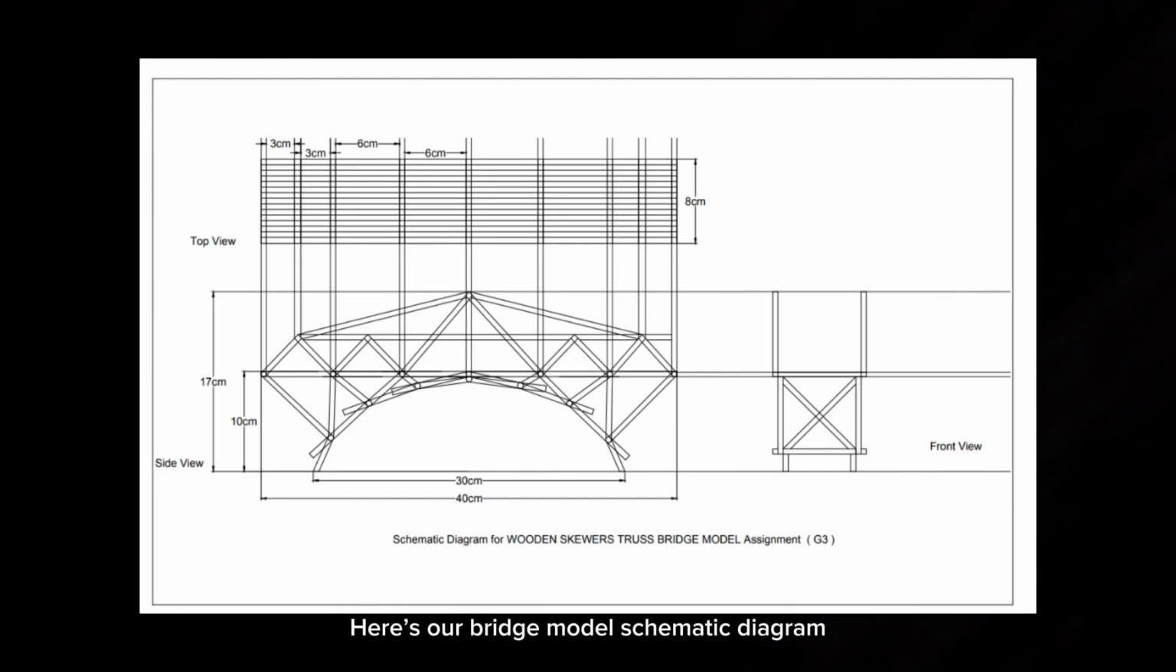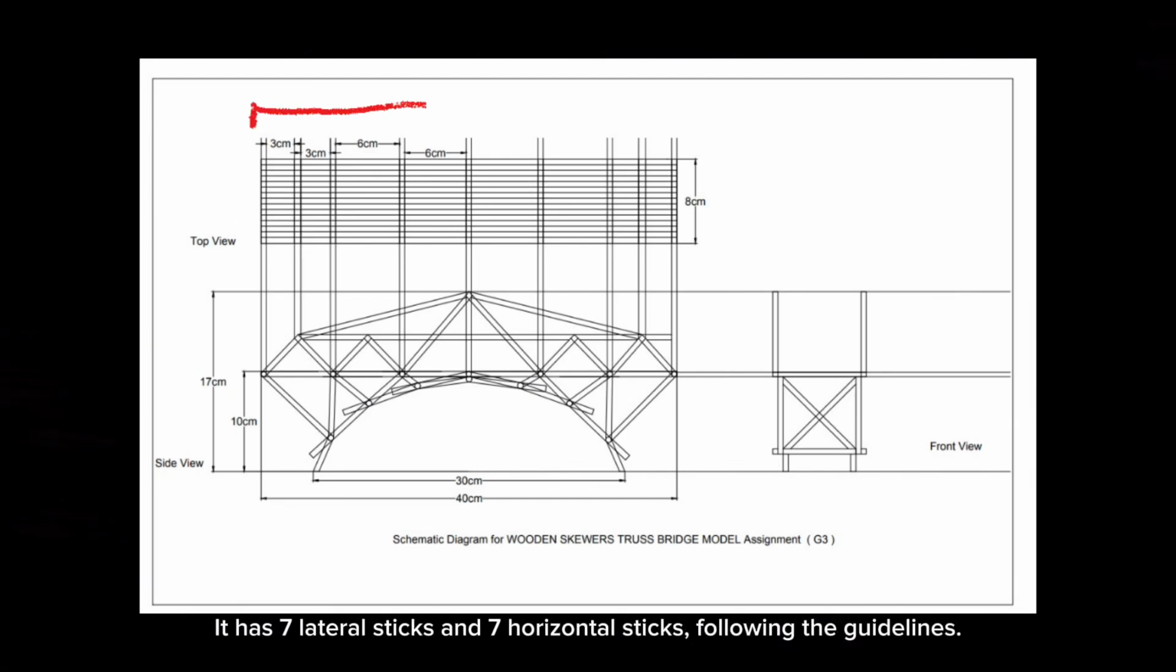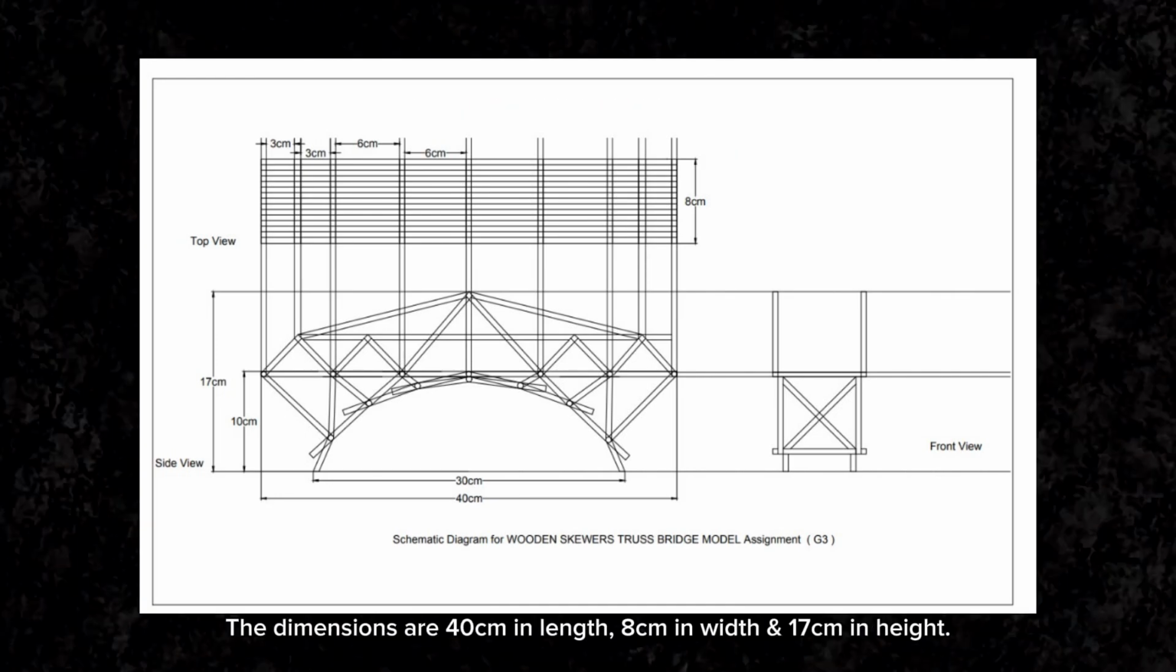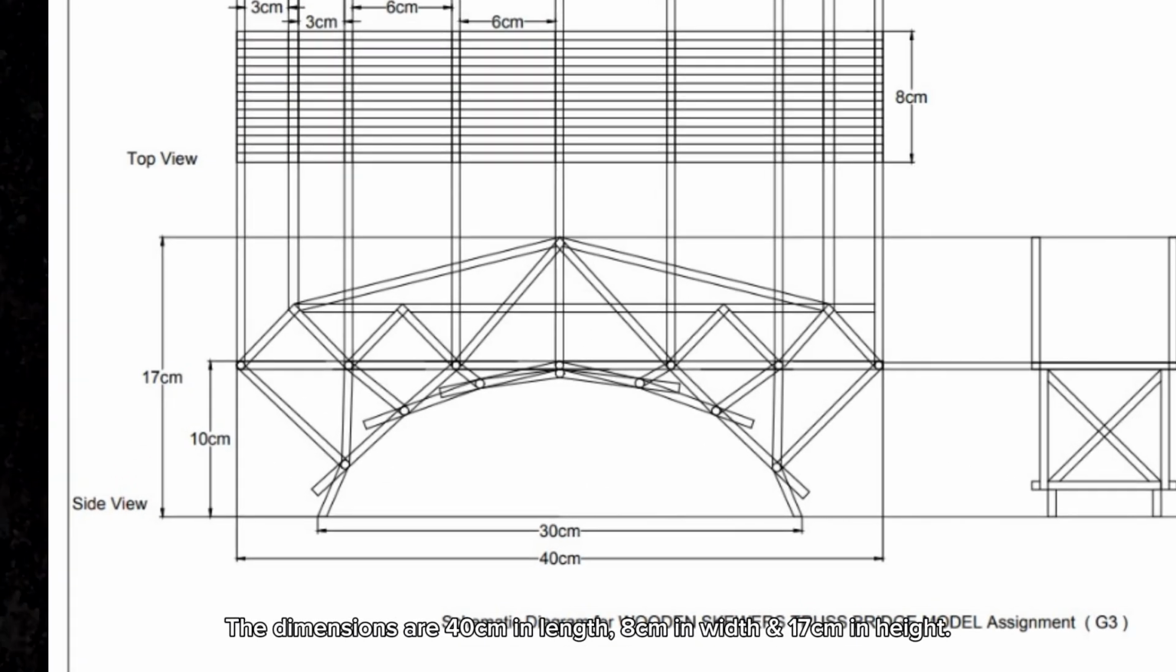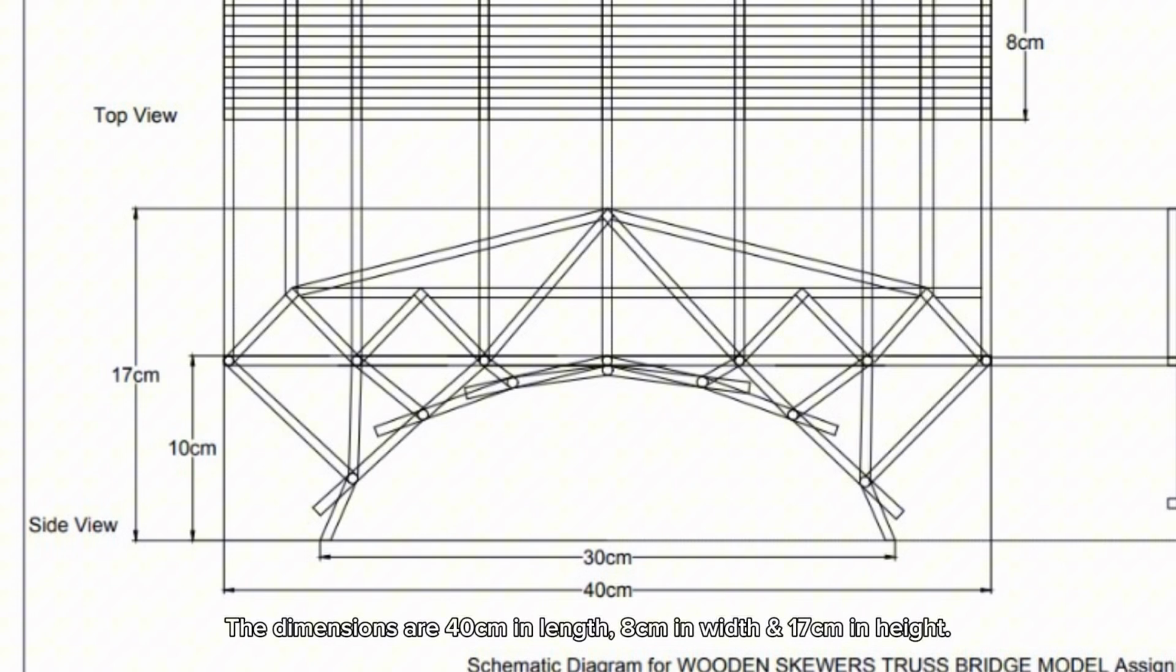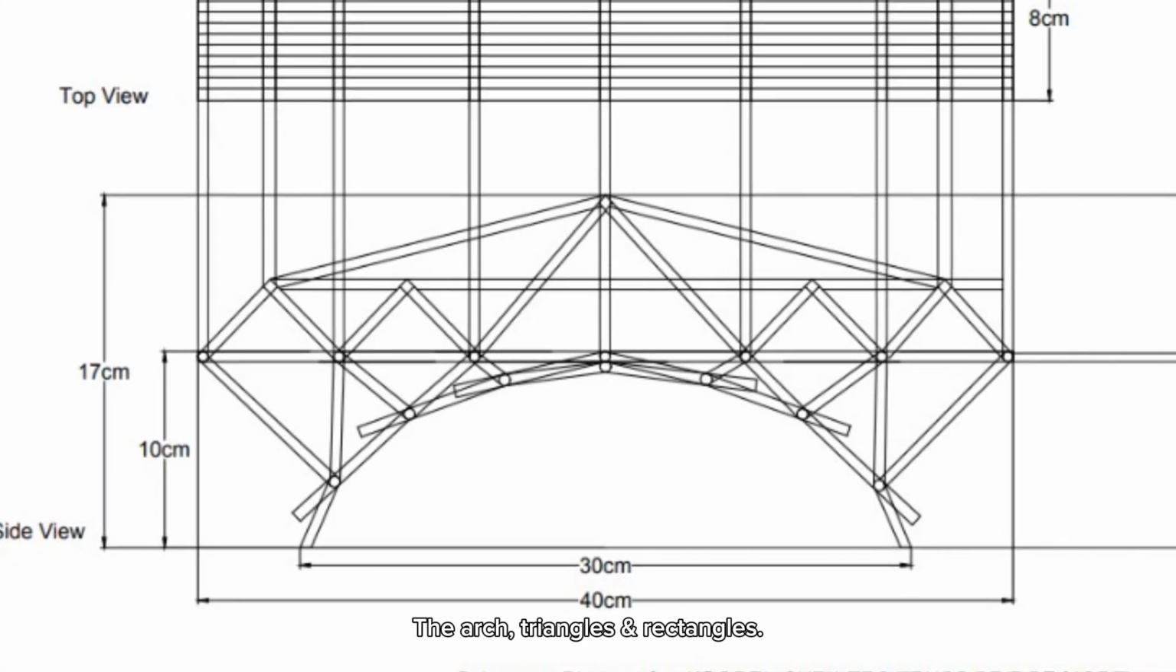Here's our bridge model schematic diagram. It has 7 lateral sticks and 7 horizontal sticks following the guidelines. The dimensions are 40 cm in length, 8 cm in width, and 17 cm in height. For our design, we combine 3 main shapes, the arc, triangles, and rectangles.